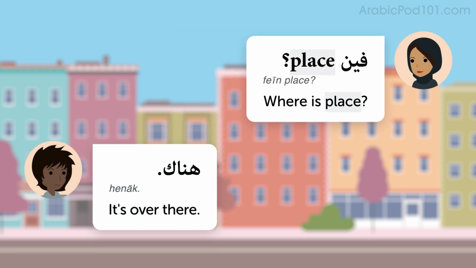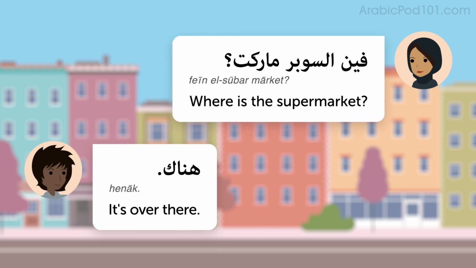First of all, you'll need to learn how to say, where is place? The pattern is فين؟ place. This Arabic sentence literally translates as, where place, but it means, where is place? For example, where is the supermarket?